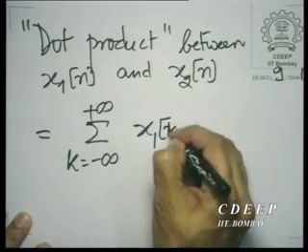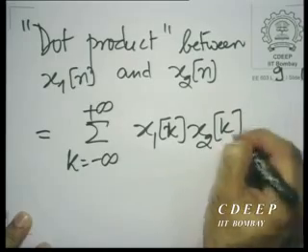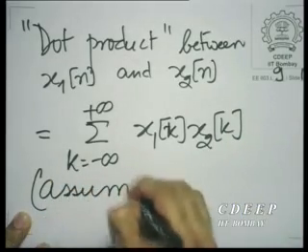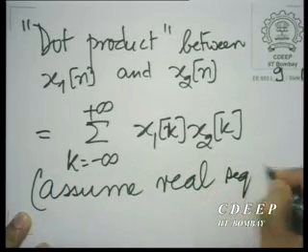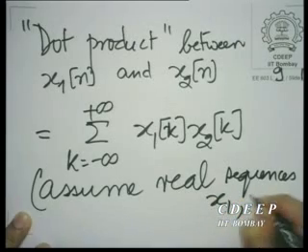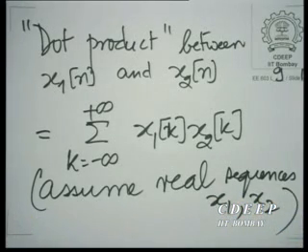The sum of x1[k] x2[k], and for the moment let's assume real sequences, and we are assuming the coordinates are real. So this is essentially a generalization from what we did in finite dimensional spaces. We took the product of corresponding coordinates and we added up over all the coordinates. But now we need to ask whether this definition is acceptable when the sequences are complex.